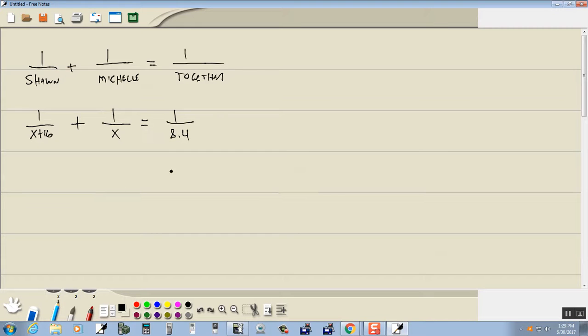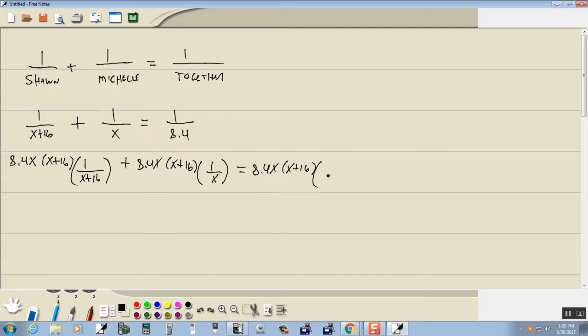Okay, so this is our setup. Now we want to multiply everything by the LCM of all our denominators, and since I can't factor any of them, my LCM would just be the 3 multiplied together. So I get 8.4x(x plus 16) times 1 over x plus 16, plus 8.4x(x plus 16) times 1 over x, equals 8.4x(x plus 16) times 1 over 8.4. The x plus 16s cancel here, the x's cancel here, and the 8.4s cancel here.